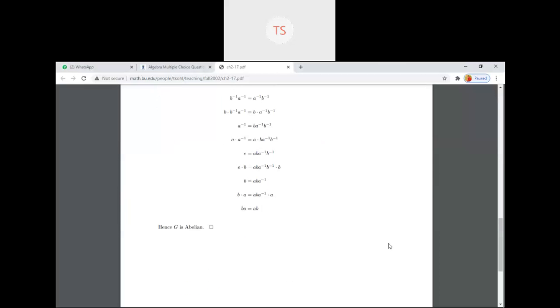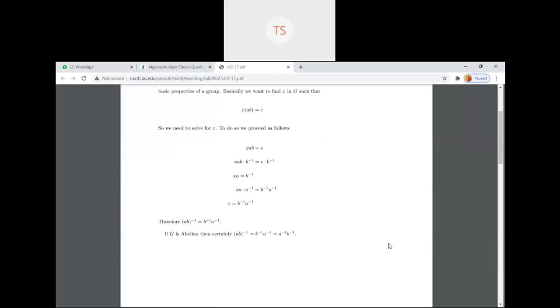I will explain. Okay. So here we have got that (ab) whole to the power minus 1 is equal to b to the power minus 1 into a to the power minus 1. Now, the next part. If G is an abelian group, then G must satisfy that (ab) whole to the power minus 1 is equal to b to the power minus 1 into a to the power minus 1, which is equal to a to the power minus 1 into b to the power minus 1.